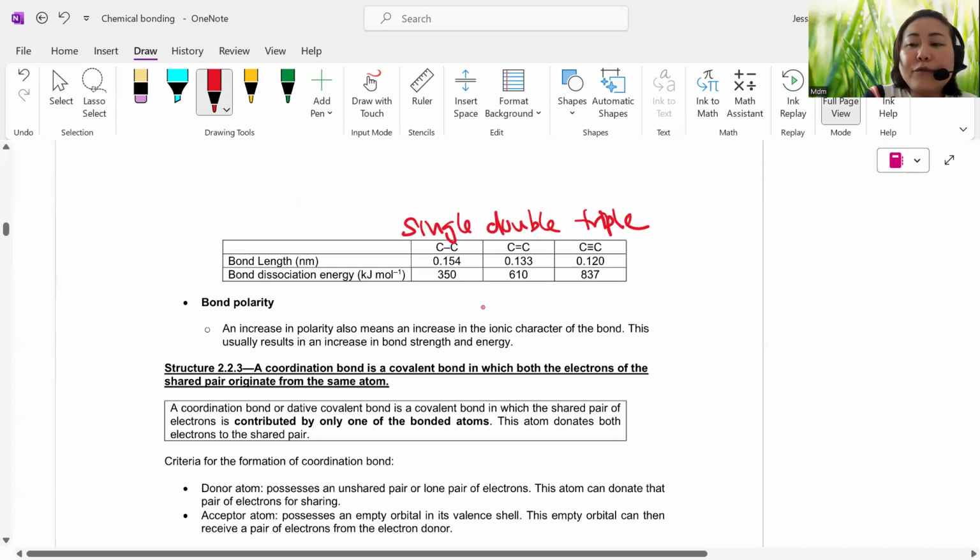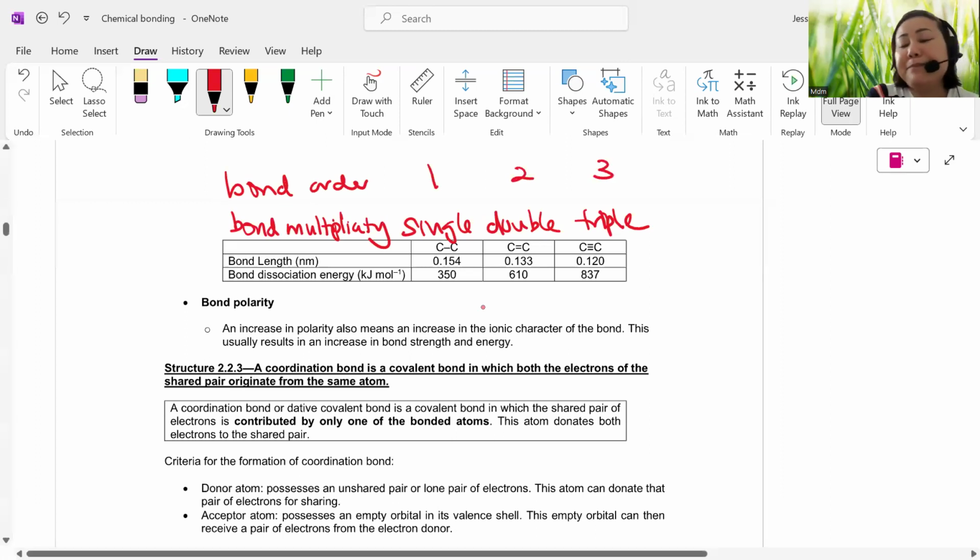Okay, so do not confuse bond multiplicity with bond order. So if we use the term bond multiplicity, it refers to single, double, triple. When we talk about bond order, of course, the bond order will be a numerical number. So it'll be 1, 2, 3. Okay, bond order does not have to be a whole number. So you can have bond order like 1.5, 1.333, etc. as when we come to the part of delocalization of electrons.